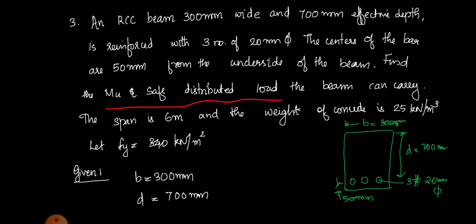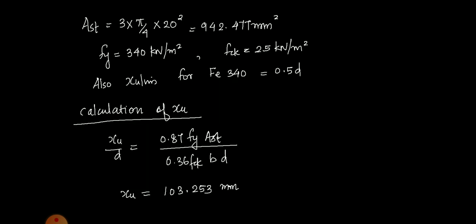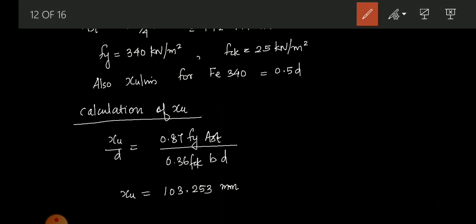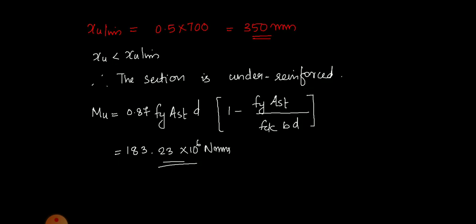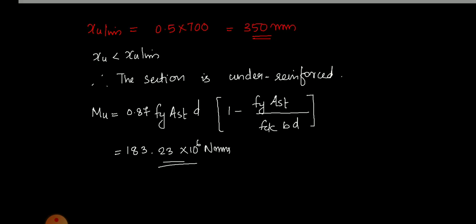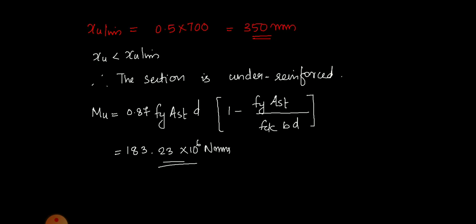Given details include width is equal to 300 mm, depth is equal to 700 mm, Ast, fy and fck. We are introduced to a new grade of steel, that is Fe 340. For that particular grade, the XU limit value is given by 0.5 D. Then first we have to calculate the value of XU. From that particular equation of XU, we calculate the value of XU. Then XU limit is calculated, that is 0.5 D.